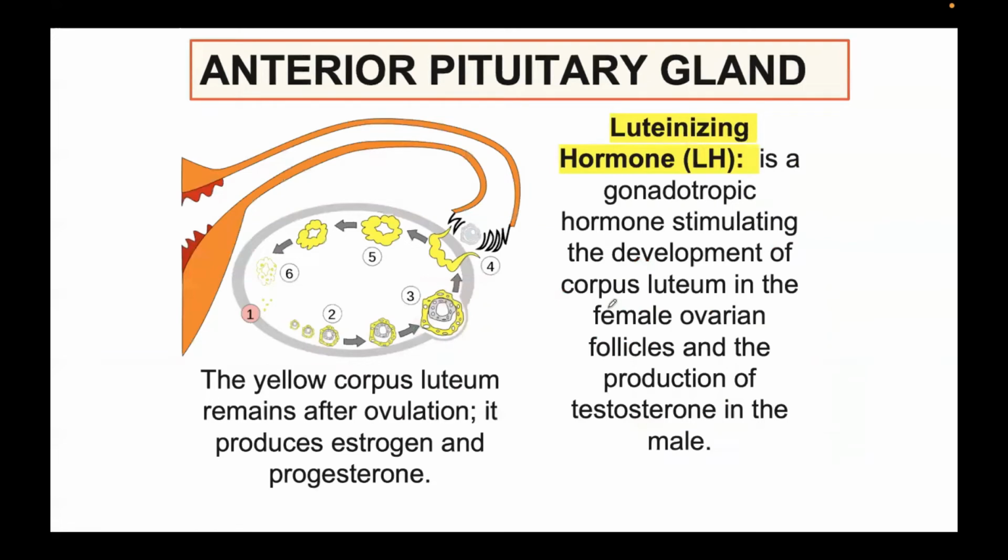Next, punta po rin naman po tayo kay anterior pituitary gland. Nandito pa rin tayo sa anterior pituitary gland, which is your luteinizing hormone. LH or your luteinizing hormone is a gonadotropic hormone stimulating the development of your corpus luteum in the female ovarian follicles and the production of testosterone in the male. Okay, so the yellow corpus luteum remains after the ovulation. It produces estrogen and the progesterone.